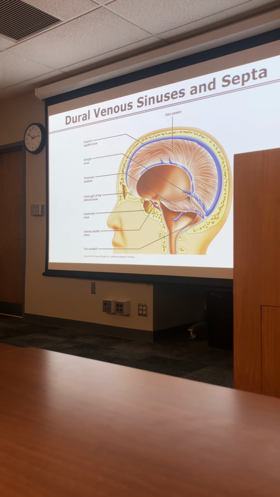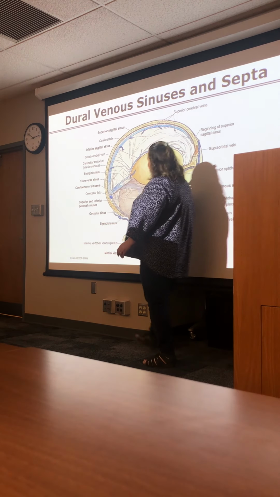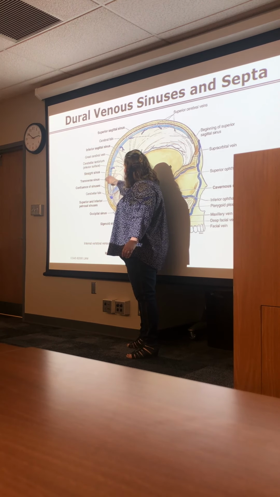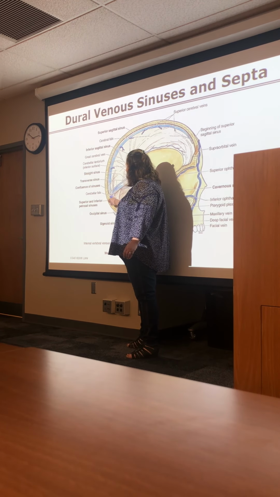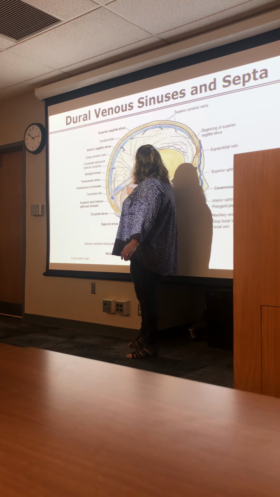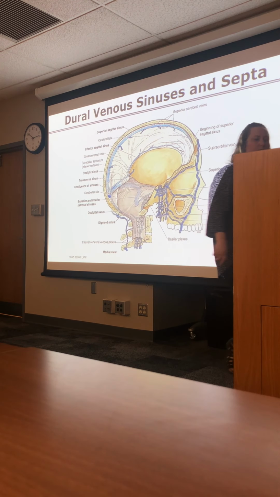See if you can find a better picture. So here's your confluence of the sinuses right here. You have your straight sinus, your occipital sinus, and your superior sinus coming into this confluence, and coming out towards you and then going away from you are these transverse sinuses. So they're draining that confluence area.